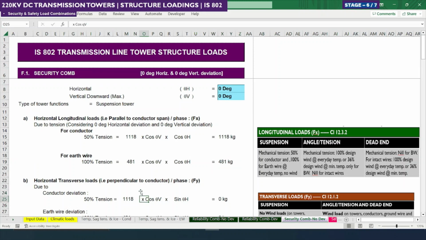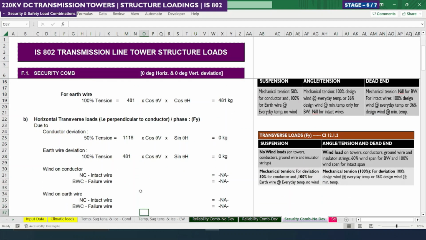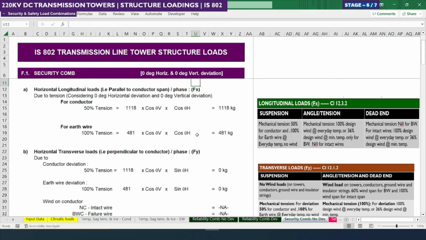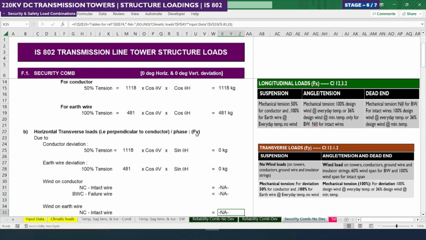So coming to the transverse load, for suspension tower we should not consider any wind loads. However, mechanical tension can be considered with 50% of the value in case of conductor, and for earth wire it is 100%, at everyday temperature no wind, similar to what we had calculated in the longitudinal load. Only thing here, sin theta for horizontal angle to be applied instead of cos theta. As we are having both vertical and horizontal deviation as 0, the value in transverse load becomes 0 here.